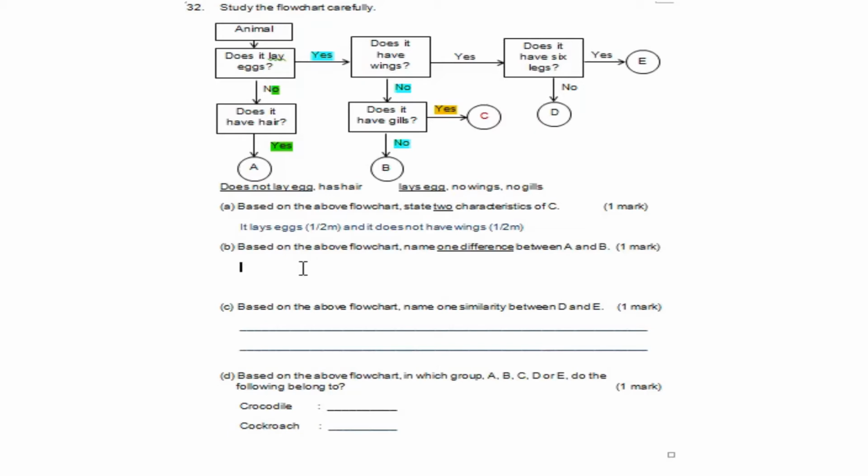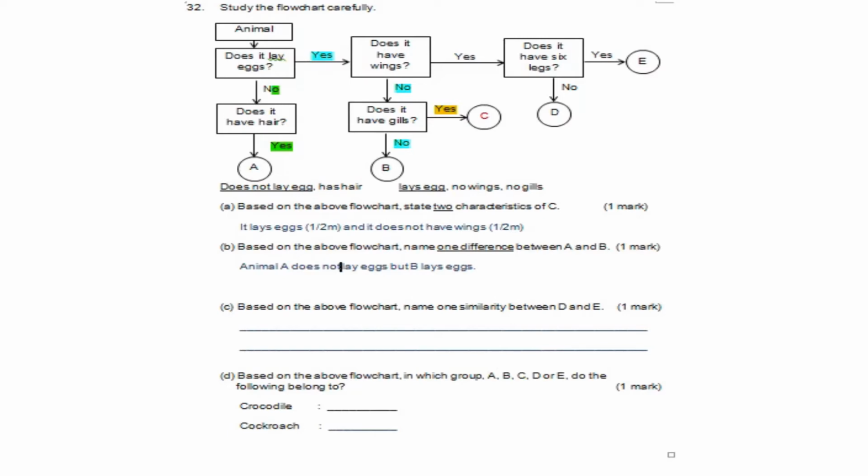So we can say animal A does not lay eggs, but B lays eggs. You cannot tell me about hair or other characteristics, because A has hair but B doesn't have the characteristic of hair. Wings or gills, A doesn't have the characteristic, so you can't confirm. Only laying eggs you can confirm.